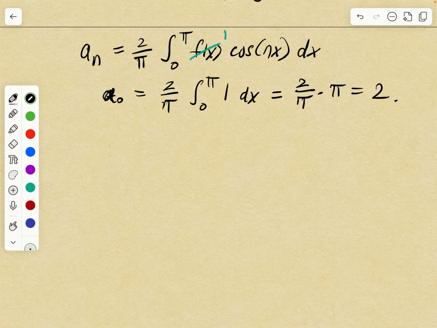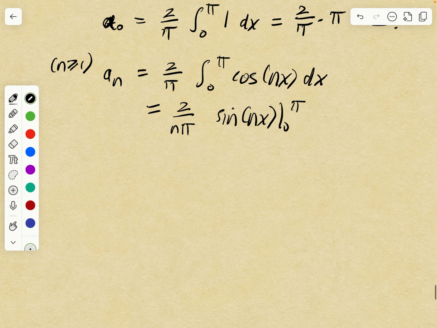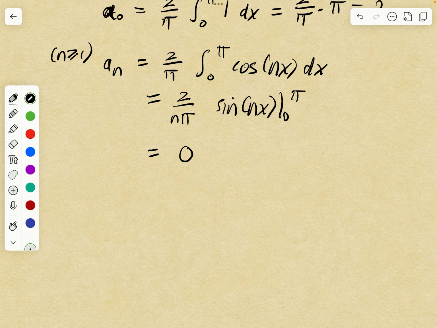When n is greater than or equal to 1, we can do a substitution. So I'm just going to write this out again: 2 over pi times the integral from 0 to pi of cosine nx dx. This is going to be 2 over n pi times sine of nx from 0 to pi. And what is this going to equal? 0, right? Because you get sine of pi n minus sine of 0, and when n is an integer, sine of pi n is equal to 0. So you just get 0.